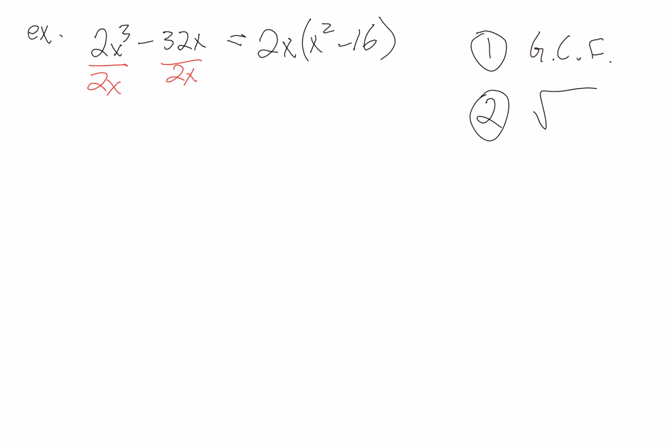We've common factored it. Now you want to just double check is, can we square root what's left over? So square root of x squared and square root of 16. Yep, that'll work. So then our final answer is 2x. Square root of x squared would be x. Square root of 16 is 4. So we'll have x plus 4, x minus 4. And that'll be our final factored answer. Okay, let's do one more.